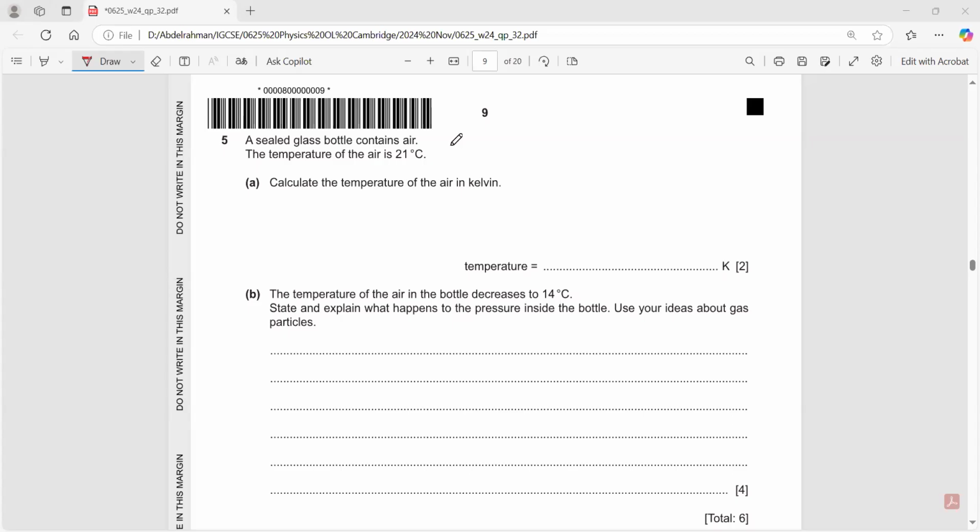So converting from Celsius to Kelvin, you just need to add 273. Kelvin equals Celsius plus 273. So basically 21 plus 273 is 294.